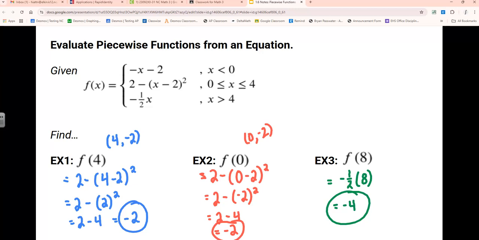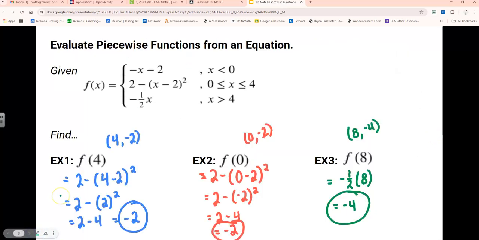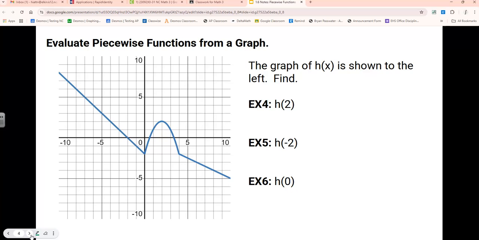And if I want to check to make sure that that looks right, I would see if (8, -4) is on my graph. So if I flip back over here, 8 is here, oh wait, 5 is here, 6, 7, never mind, 8 is here, -4, that is in fact on my graph, so that looks good. Okay, questions?